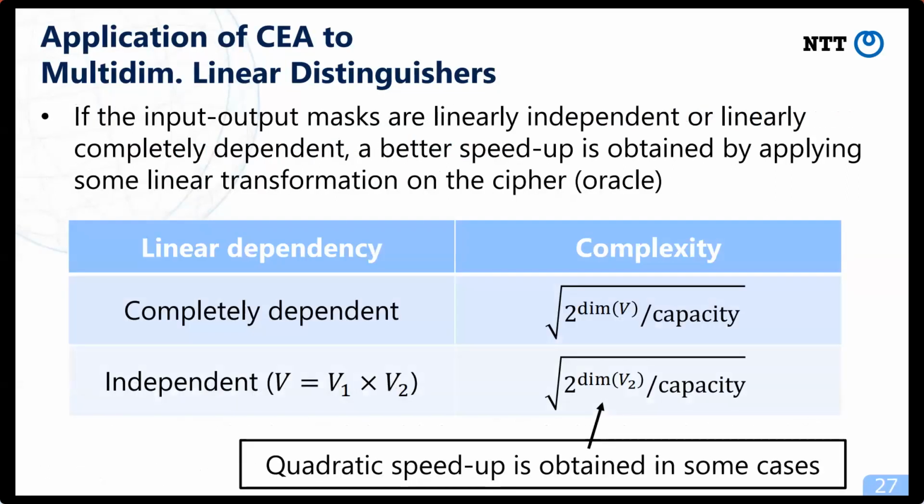But actually, for some special cases, we can further decrease the complexity. I mean, if the input-output masks are linearly completely dependent or linearly completely independent, then a better complexity can be achieved. If the input and output masks are completely linearly dependent, then the complexity becomes like this. And if they are completely independent, then the complexity becomes like this. And in the independent case, we can sometimes obtain a quadratic speedup.